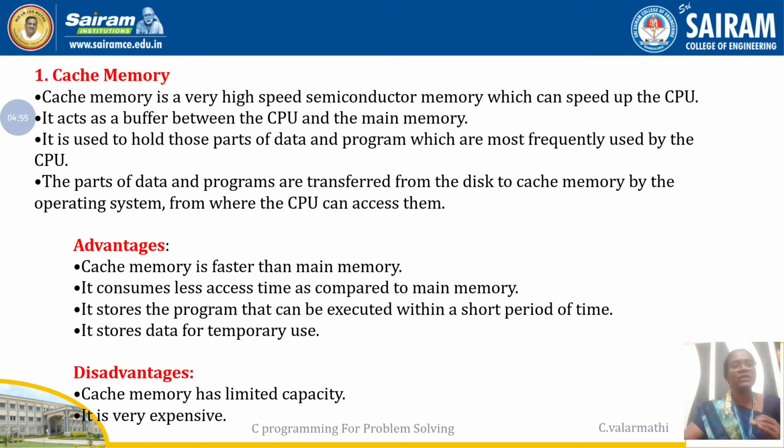Whenever the CPU approaches the main memory, the time taken is more. So to reduce the retrieving and accessing time to the main memory, we introduce one buffer, an intermediate memory, that is nothing but cache memory. Instead of approaching the main memory for every request, we can approach the cache memory because it acts as a buffer. So the time taken to retrieve and store data from main memory is saved.